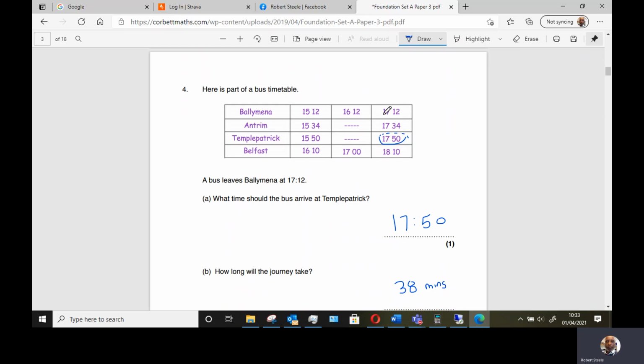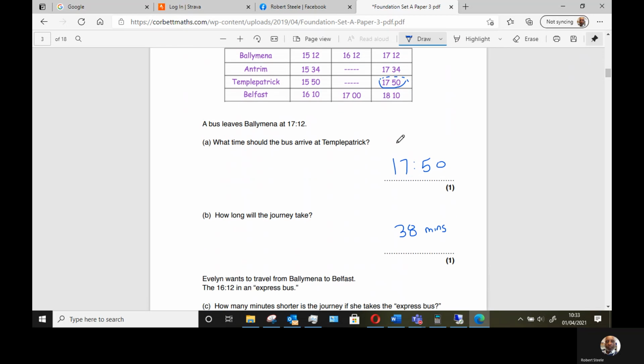That sort of question gets slightly trickier if it crosses the boundary between 1 hour and another hour, but this is all within the 5 o'clock hour. So the express bus, so this first one and this third one arrive at 10 past the next hour. This one arrives exactly at the start of the next hour. So it's 10 minutes shorter. So that's the answer that we're looking at for the part C of the question.